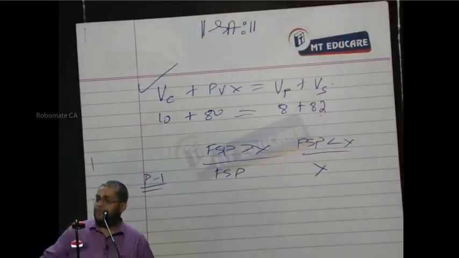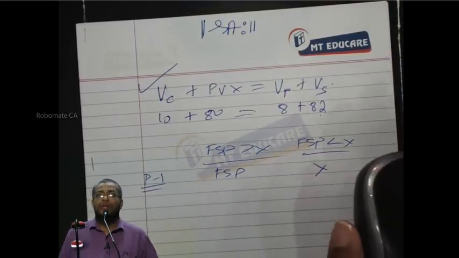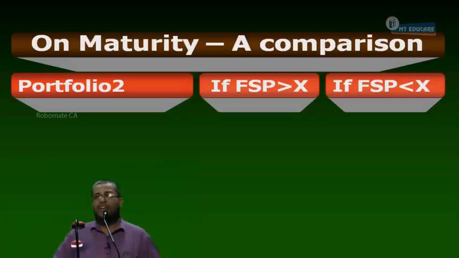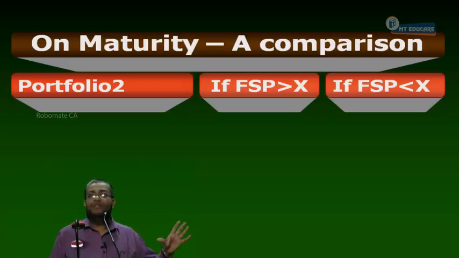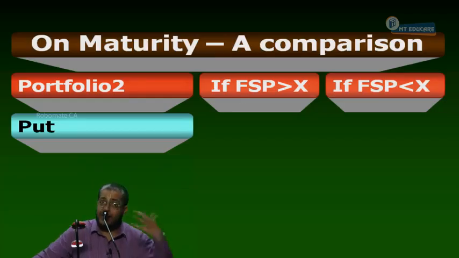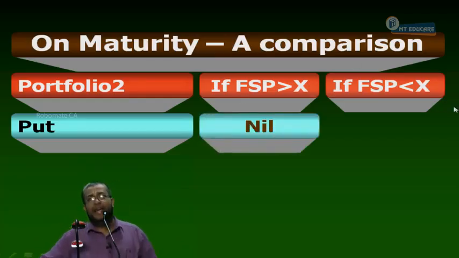Now, I have another portfolio. What is the other portfolio? That is the put option and shares. Now everybody, the same two situations: FSP greater than X and less than X. Are you following? You choose the put option. FSP greater than X: exercise or lapse? I have a right to sell at the strike price, but a share is worth higher money. Will I sell? Will not sell. Lapse. So the put is worth nothing. The put is nil.